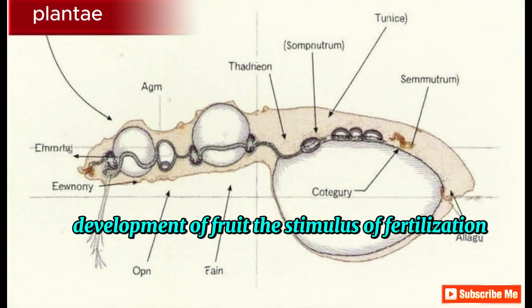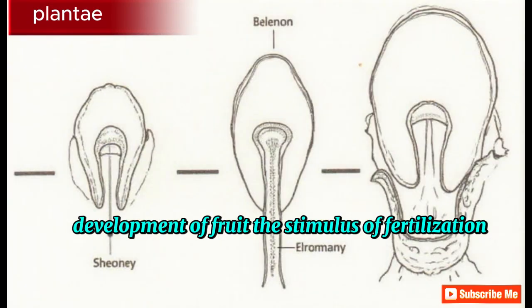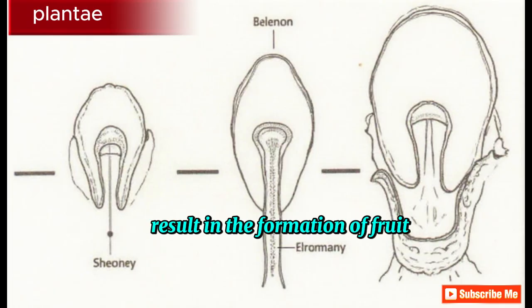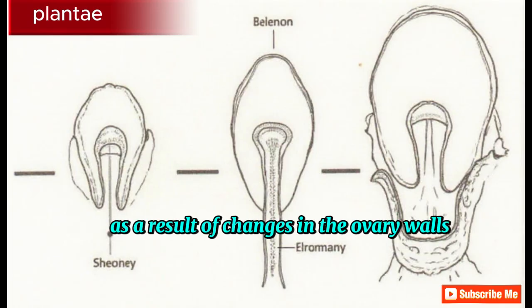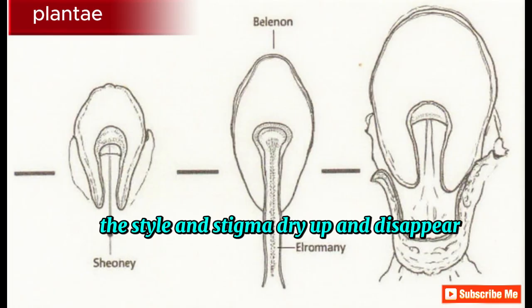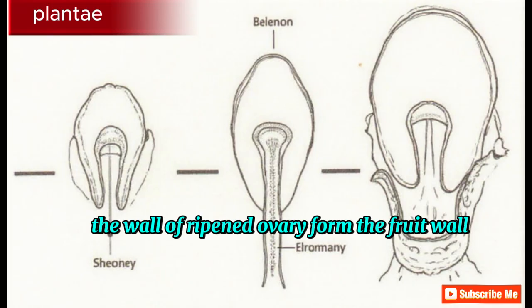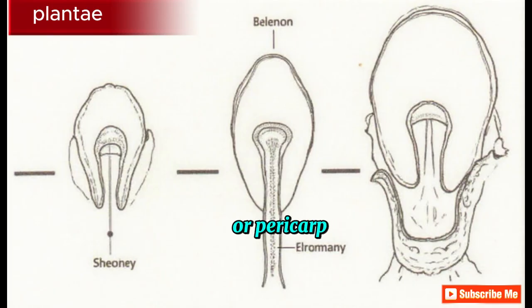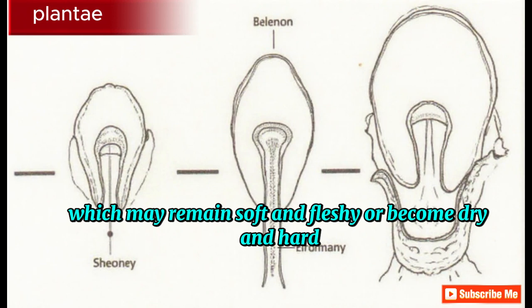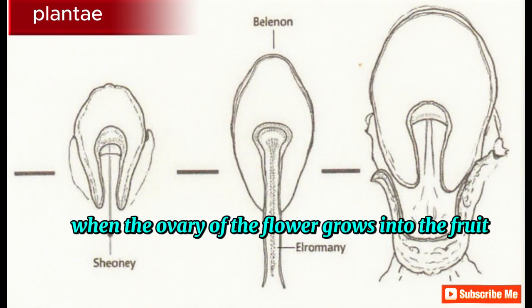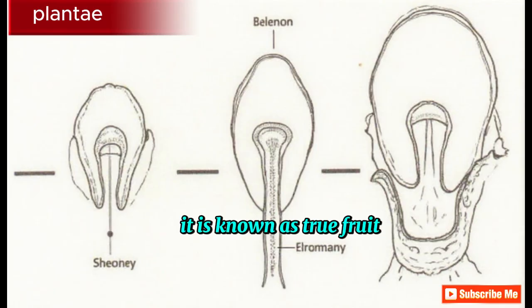Development of fruit. The stimulus of fertilization results in the formation of fruit as a result of changes in the ovary walls. The style and stigma dry up and disappear, and the ovary enlarges. The wall of the ripened ovary forms the fruit wall or pericarp, which may remain soft and fleshy or become dry and hard. When the ovary of the flower grows into the fruit, it is known as true fruit.